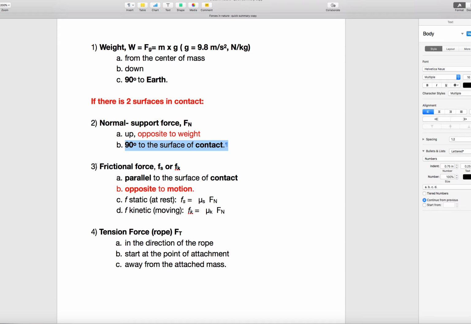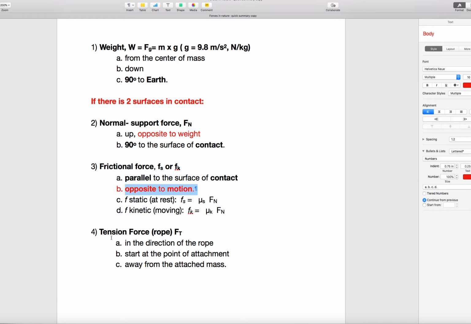Then you have the frictional force. We have two types: the static frictional force and the kinetic. Static means when the object is at rest, and kinetic means when the object is moving. And this is the formula: the frictional force, or force of friction, equals the coefficient of kinetic friction, if we are talking about the kinetic, times the normal force. The direction is parallel to the surface of contact and opposite to motion.